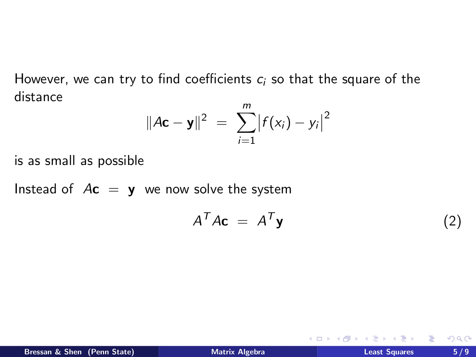So instead of solving this equation AC equals y, which we know we don't have a solution for, now we can solve the system A transpose A times C equals A transpose times y. This step here is the derivation we did in the first part of the lecture.